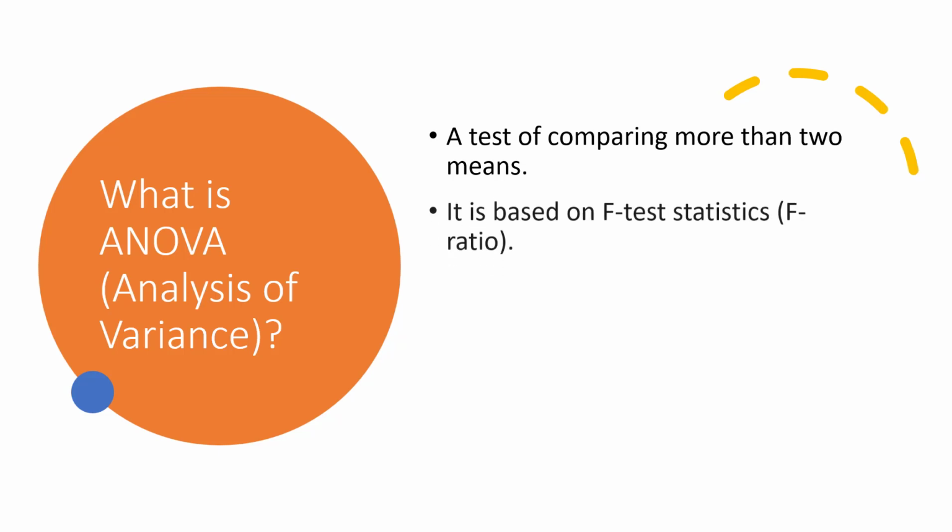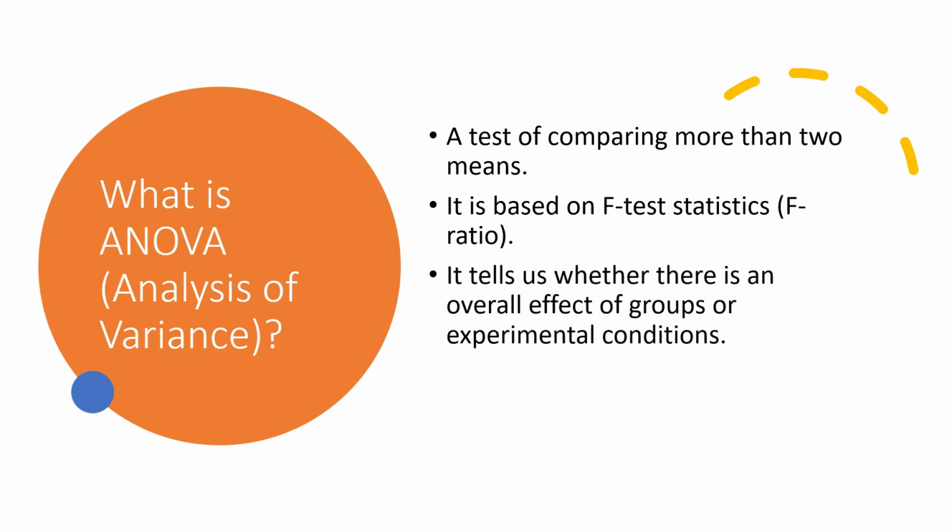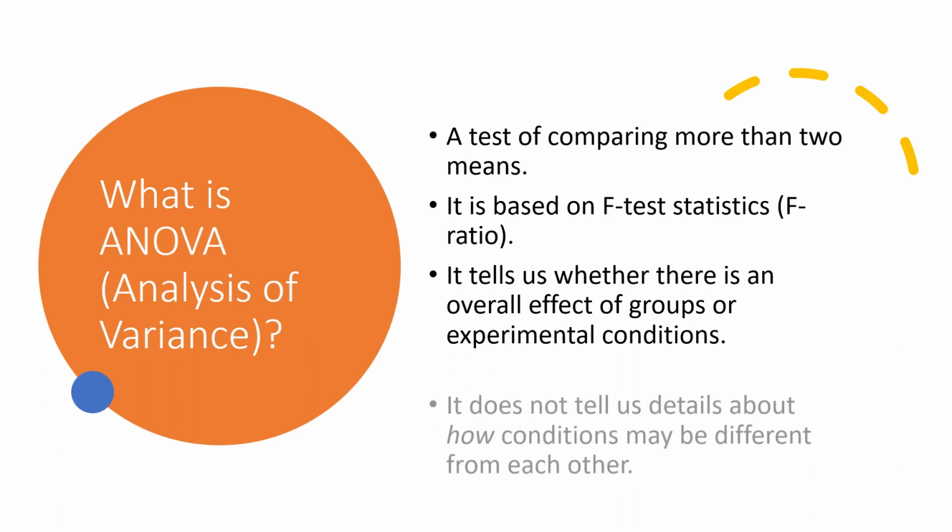ANOVA is based on F-test statistics, or so-called F-ratio. F-test tells us whether there is an overall effect of groups or experimental conditions. One thing F-test does not tell us, however, is the details about how each condition may be different from one another.